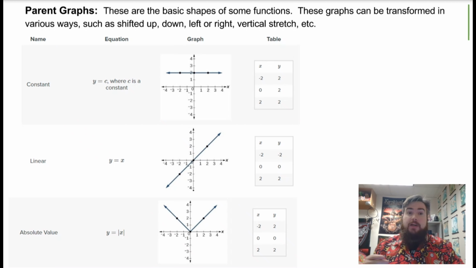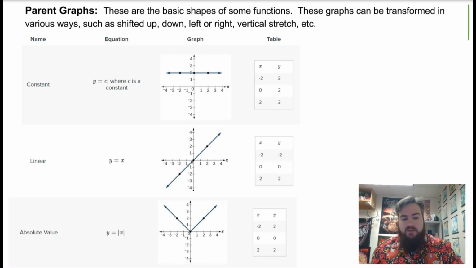Hello. In this video, we'll be talking more about section 1.1, graphs. In this video, we will be talking about the parent graphs, as well as seeing at least a couple examples of those graphs. The parent graphs, sometimes known as the toolkit graphs, are basic shapes of certain functions.